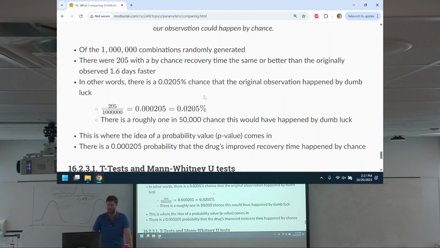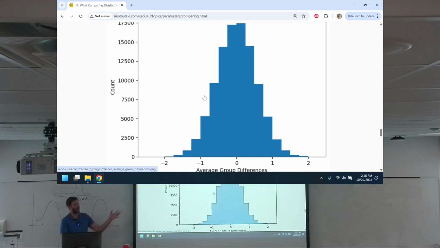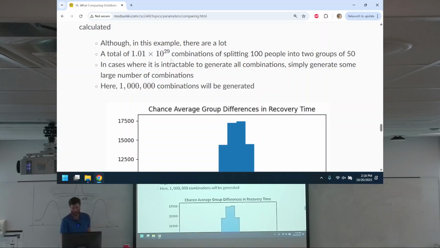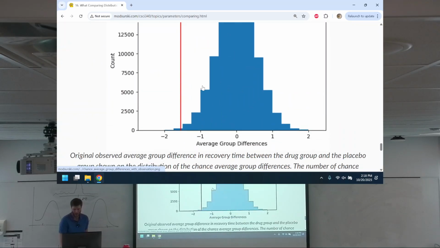So that's a p-value. It all starts with, this is the dumb luck distribution. Imagine I actually generated every single possible permutation, times 10 to the, what was it? So times 10 to the 29, right? But let's pretend I did. That means I have every possible dumb luck, every possible group difference there is, right? And if we assume that there's no difference, then all of those are the dumb luck differences, but what did I actually observe? And how many of the dumb luck ones were better than that?